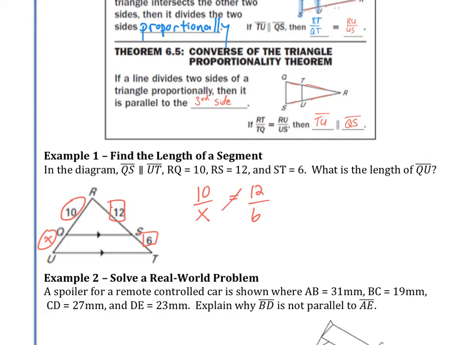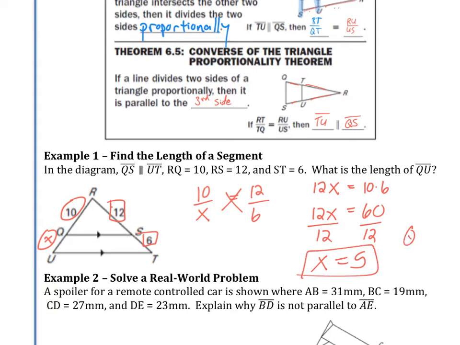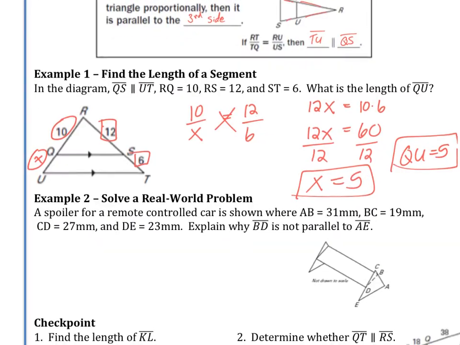So from here we cross multiply. 12 times X equals 10 times 6. So 12X equals 60. And we're trying to find X. X is QU, that's the missing piece. To get X alone, we divide by 12. X equals 5. So what that means is QU equals 5 because we called QU X. So using proportions to find the missing piece of a triangle. All right, we slide down.